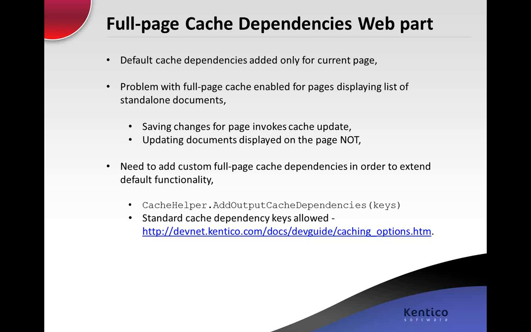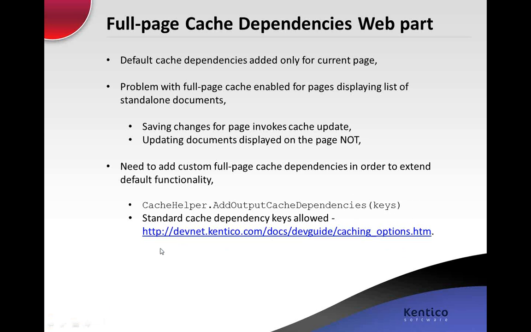If you have a template, you are able to modify its on-pre-render event. So as long as you are able to include your custom code in the on-pre-render, you are able to add your custom cache dependencies, full page cache dependencies, and there is actually a way how you add those dependencies. All you need to do is use the standard cache dependency keys that you can find using this link.